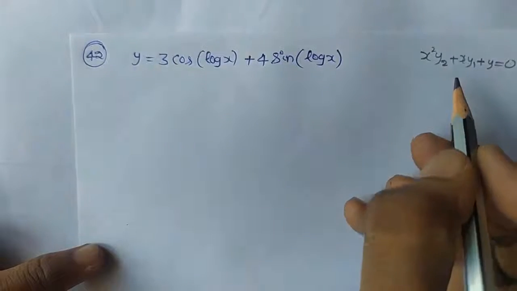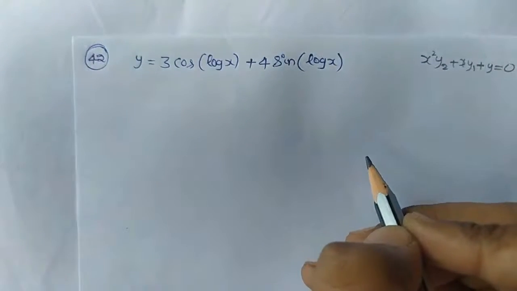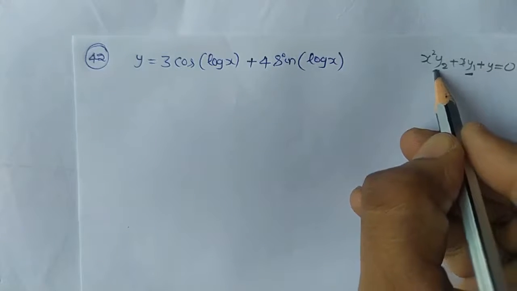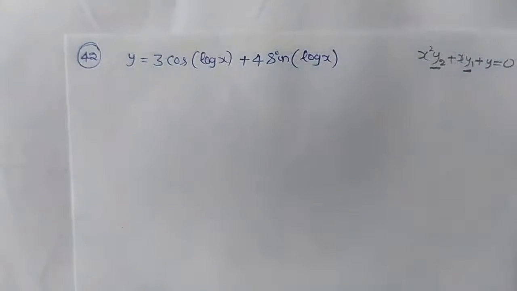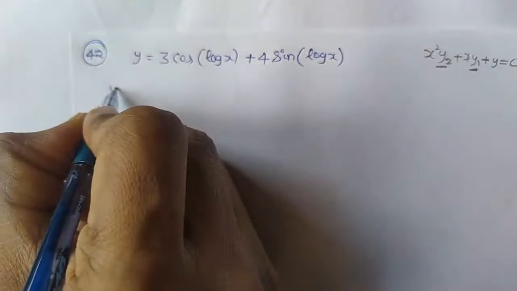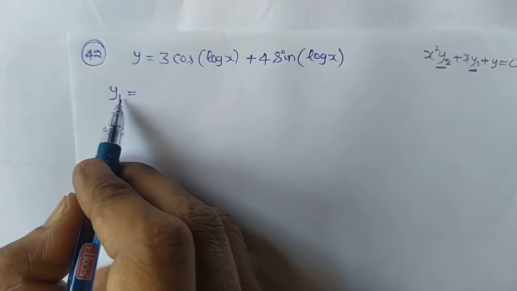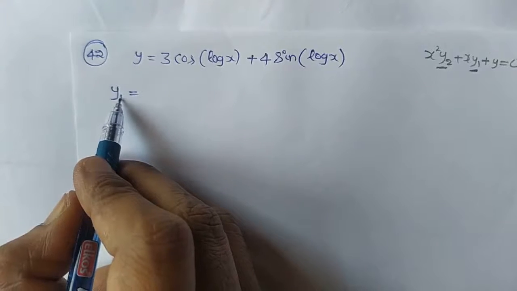So first let us differentiate y with respect to x to get y1. y1 is nothing but the first differentiation, y2 is nothing but the second differentiation. First find out y1. y1 is nothing but the differentiation of y with respect to x.